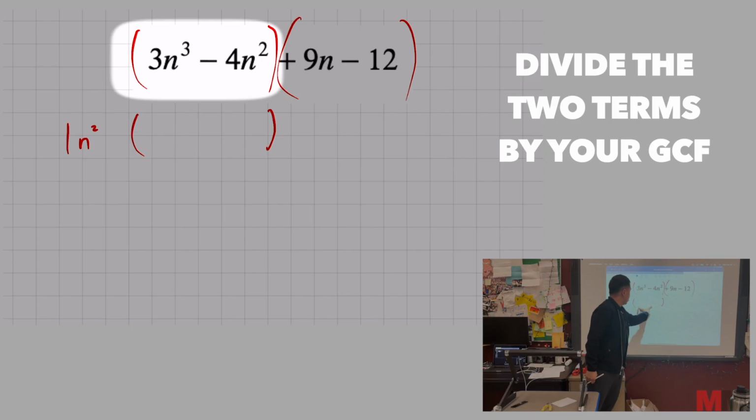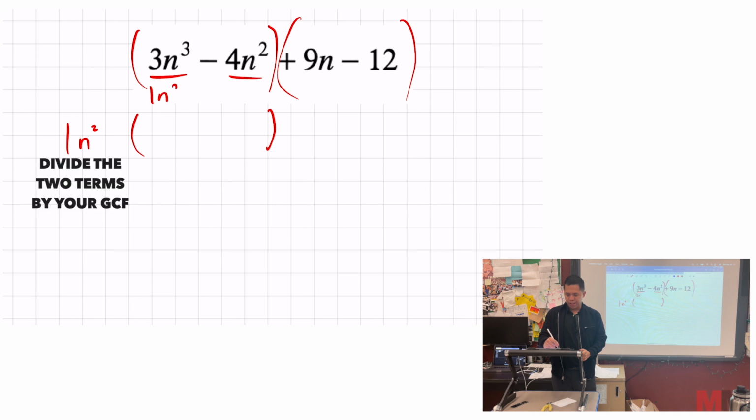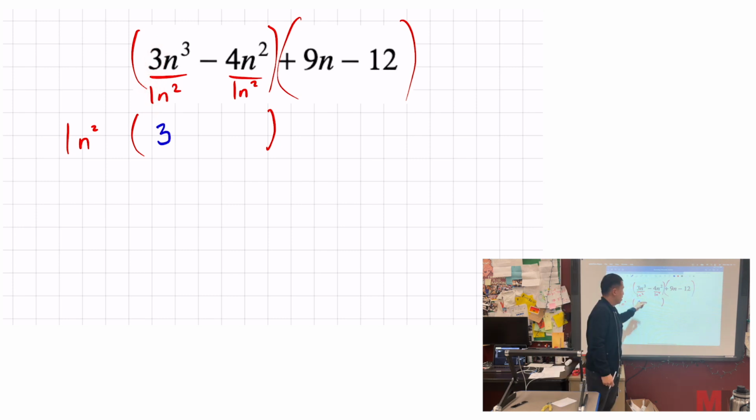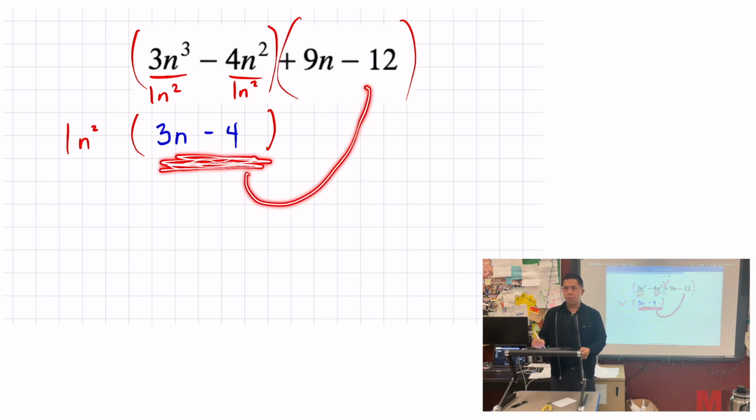How do you know what to put in this? You divide by what you took out. Is that kind of making sense? So if you divide this by what you took out, you're really just reversing the distributive property. You're taking it out. So what's left over? 3 divided by 1 is what? 3. N to the third divided by n squared. It's just an n, just an n. You got 4n squared divided by 1n squared. 4, just a 4. This right here kind of gives you a clue on what to take out.